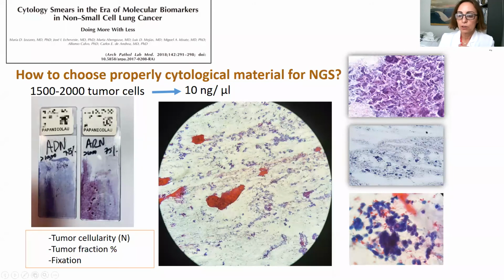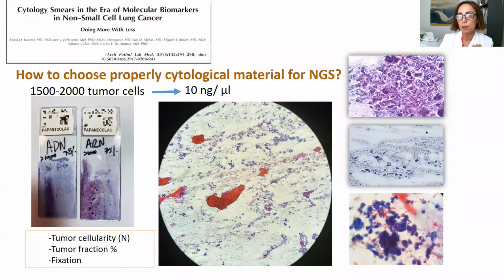For two reasons. Because we need a small amount of DNA, 10 nanograms per microliter is enough. And because the DNA and the RNA are of very good quality with samples fixed in alcohol. So we like to use it to perform NGS if it's possible, if the sample is good, starting from smears: Pap stained smear, Diff-Quik stained smear, or unstained smear.